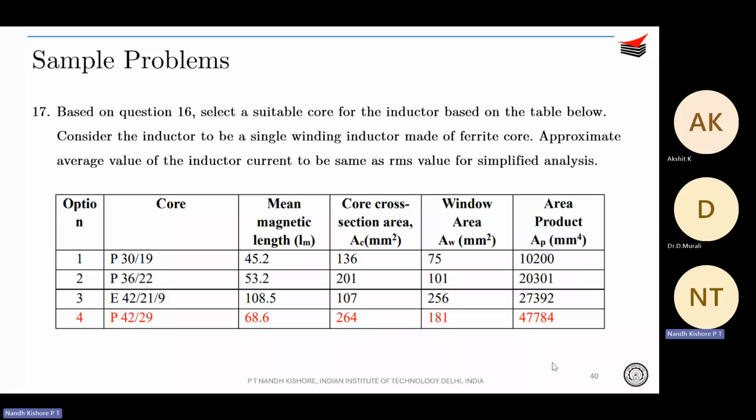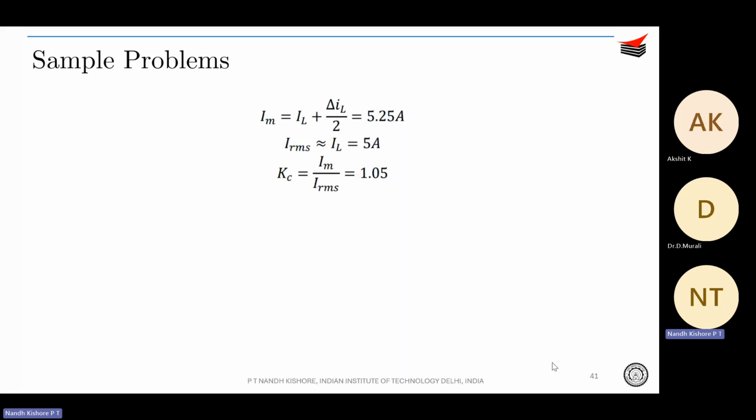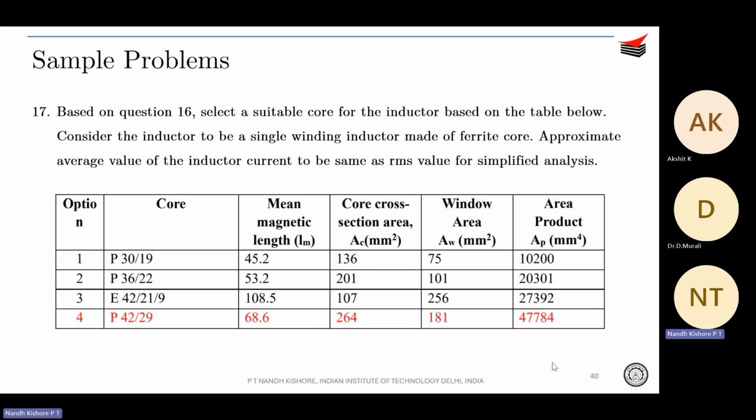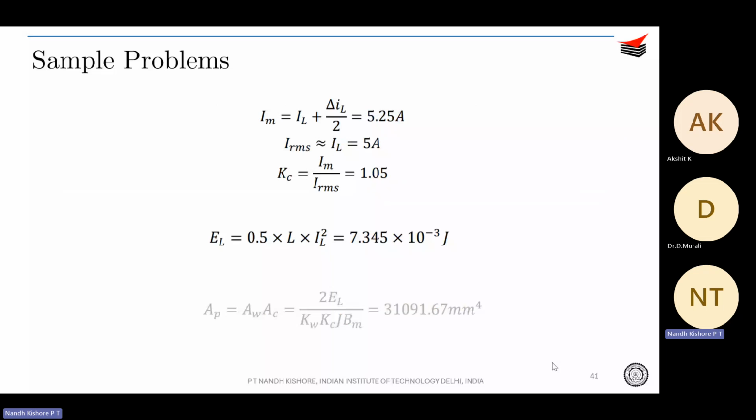As we saw in the earlier problem, first was to find out the inductor value. Second is to find a suitable core. Core means your mind should go towards the area product. And you know that area product is given by 2EL divided by KW KC J BM. The values for all of these would most likely be given in the problem itself.